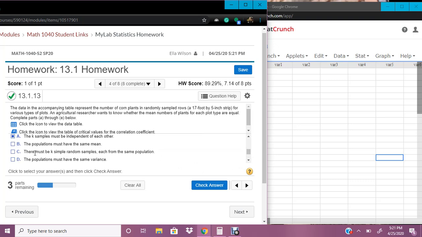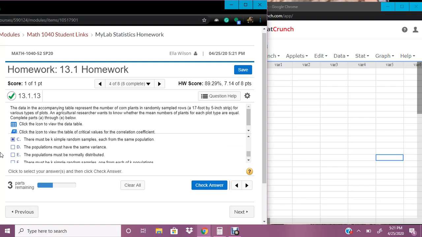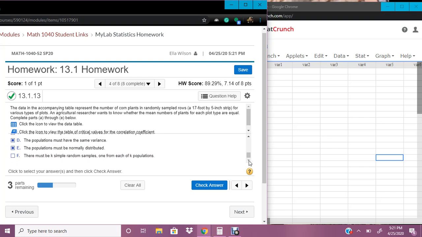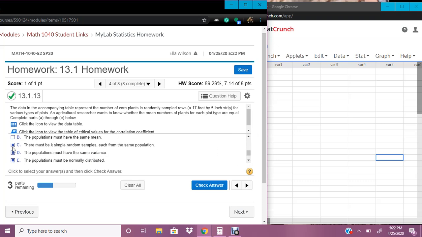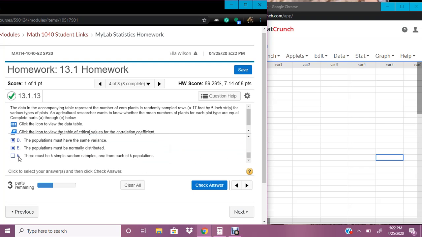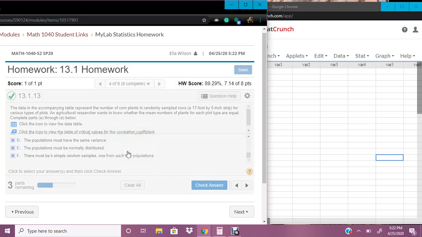No, because that's what we're testing. Yes, there has to be a random sample from each of the populations. They have to have the same variance, populations have to be normally distributed. Oh wait, what's the difference between that and this? Oh, this one's wrong. Same population. No, we want a simple random sample from each population. Okay.